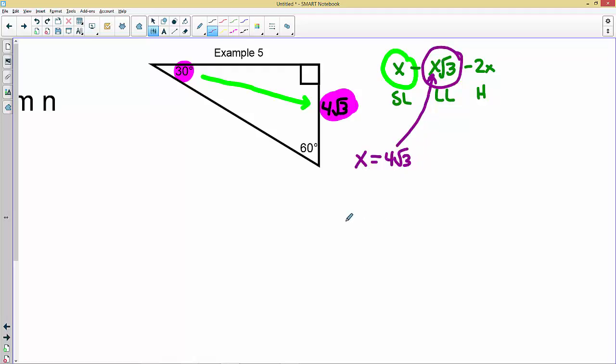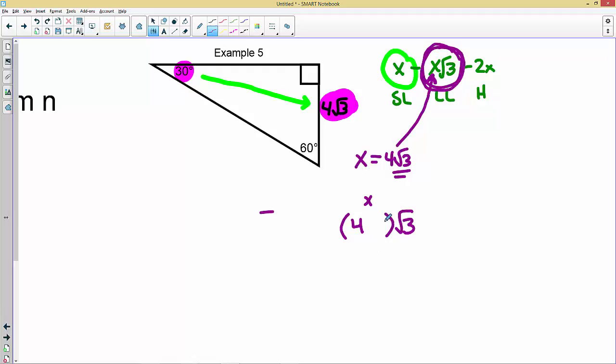So I'm going to take this x radical 3, this thing right here that is circled, and I'm rewriting it like this. So this is what x is in here. And what is x? Well, x actually is a numerical value we solved for: 4 radical 3.